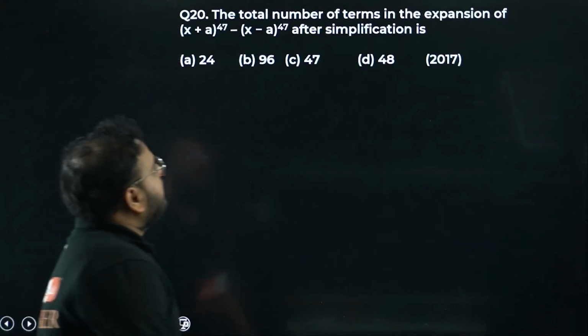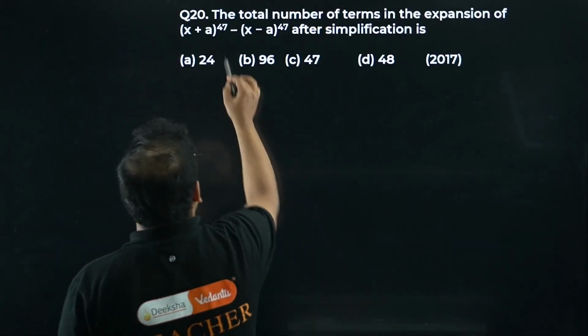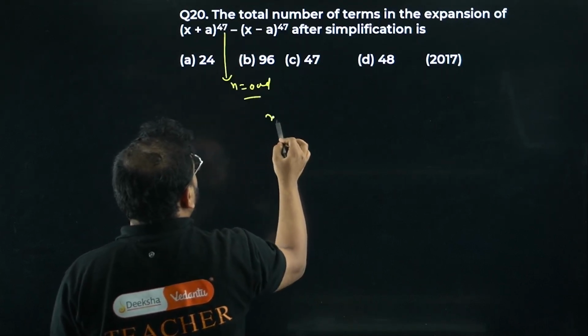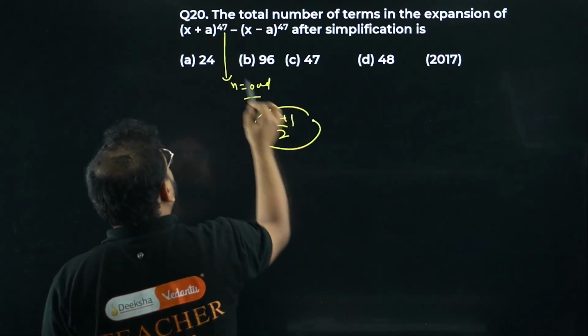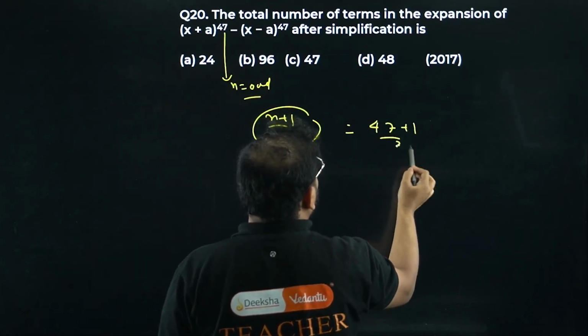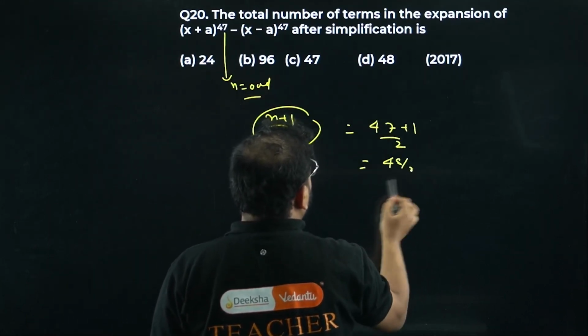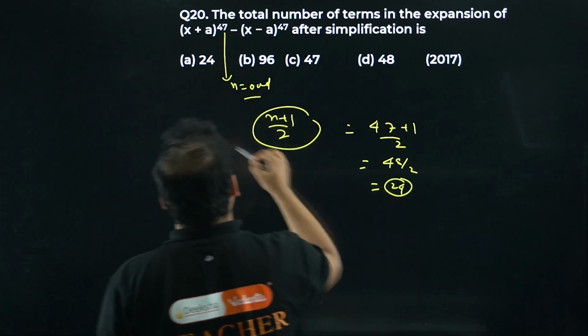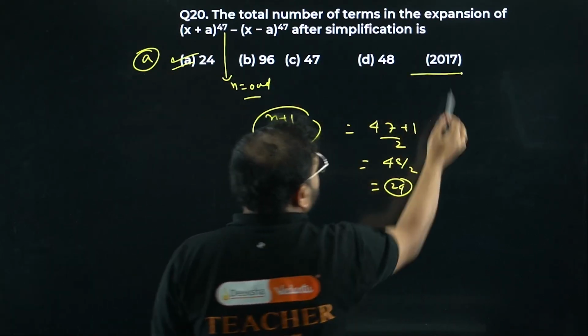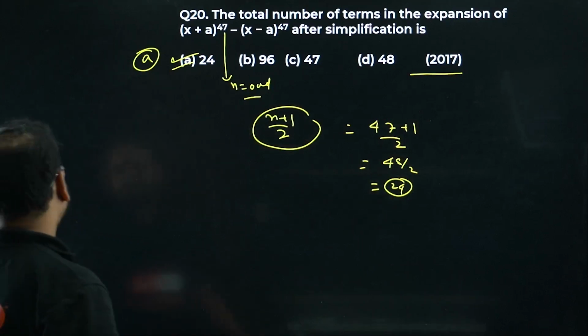The total number of terms in the expansion. Okay, but please check here. This is the form, right? When n is odd, right? We have to write this as n plus 1 by 2 now. X plus x minus a form is there. It means 47 plus 1 by 2. How much is that? 48 by 2. How much is that? 24. Option is A. It's a P by Q, I think. It's a P by Q. Please check. Done? Okay. 21 now.